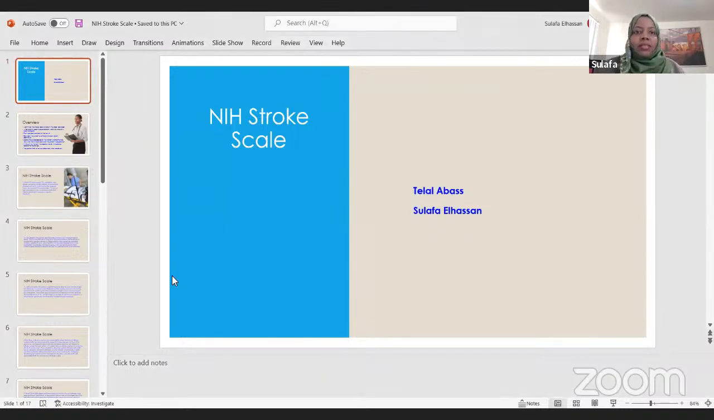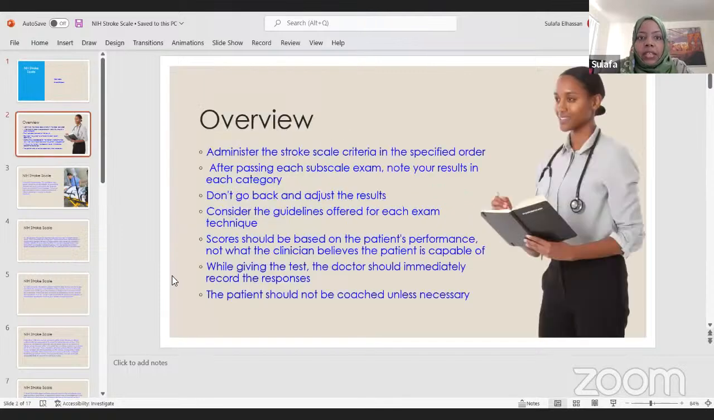So my name is Sulafa Elhassan, and I'm going to present today on the NIH Stroke Scale. Administer the stroke scale criteria in the specified order. So when you have a patient and you want to evaluate this patient, you should follow the specific order of the evaluation. After passing each subscale exam, note your result in each category.